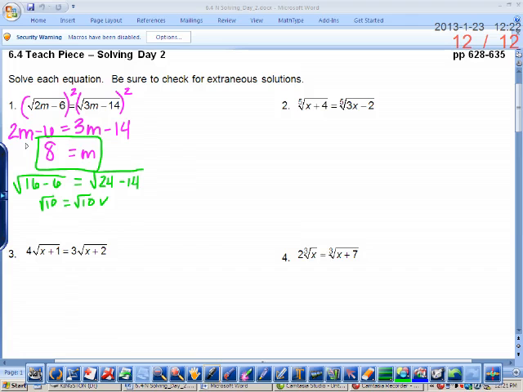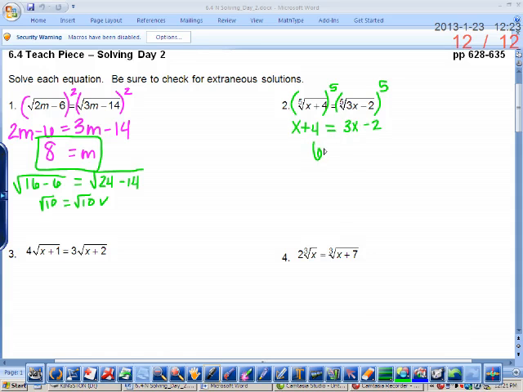All right, look at number 2. The fifth root of x plus 4 equals the fifth root of 3x minus 2. Now, just because we've got fifth roots this time instead of square roots, nothing changes. What are we going to do to both sides? Yeah, raise both sides to the fifth power. So we're left with what's inside. x plus 4 equals 3x minus 2.